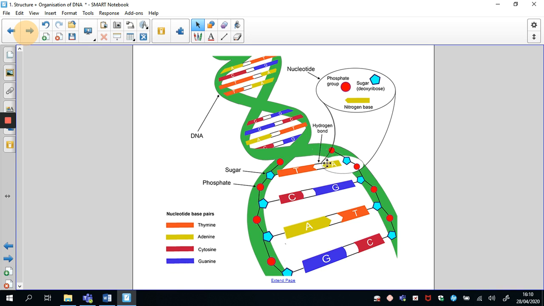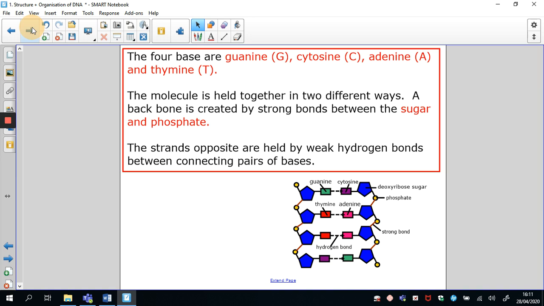So this one here, that's our base. It calls it a nitrogen base sometimes. Don't worry about that. You just need to know it's a base. This nice turquoise deoxyribose sugar, and the red circle is the phosphate. Okay, now it doesn't matter. You could have picked that nucleotide or that nucleotide or that nucleotide. They're all made of the same stuff.